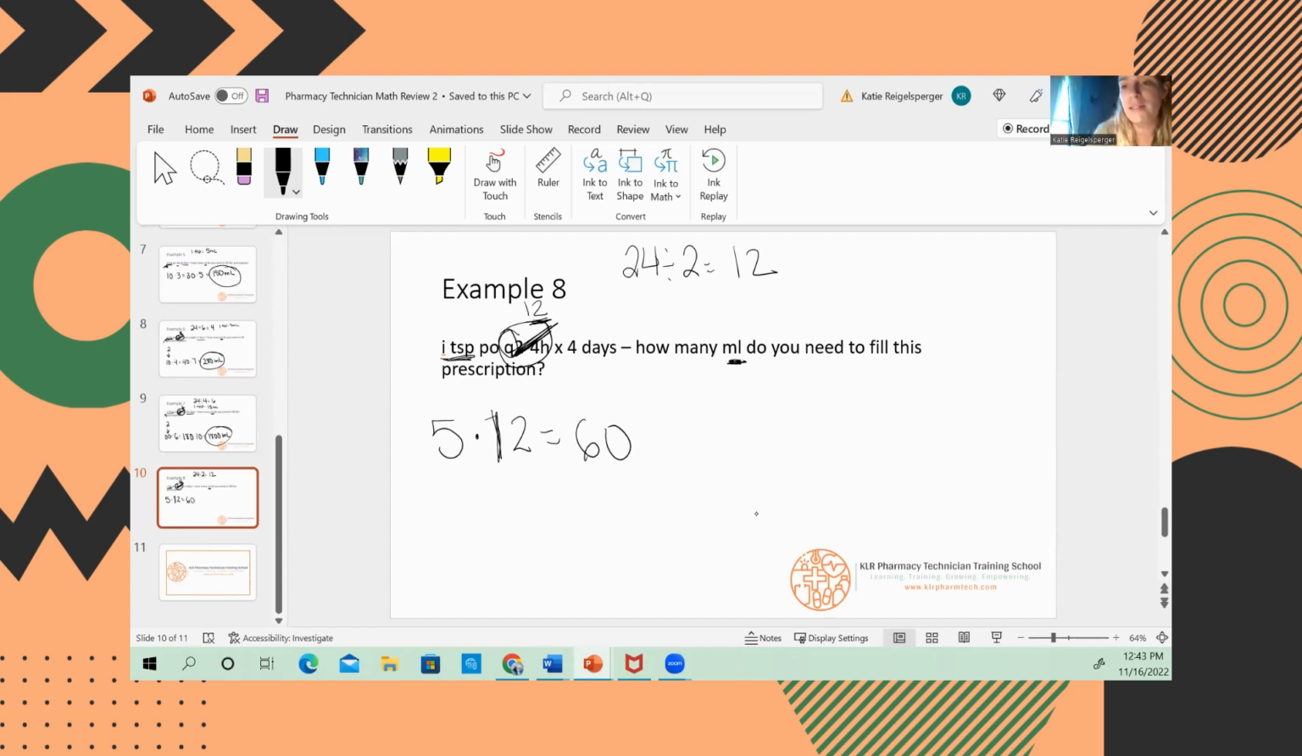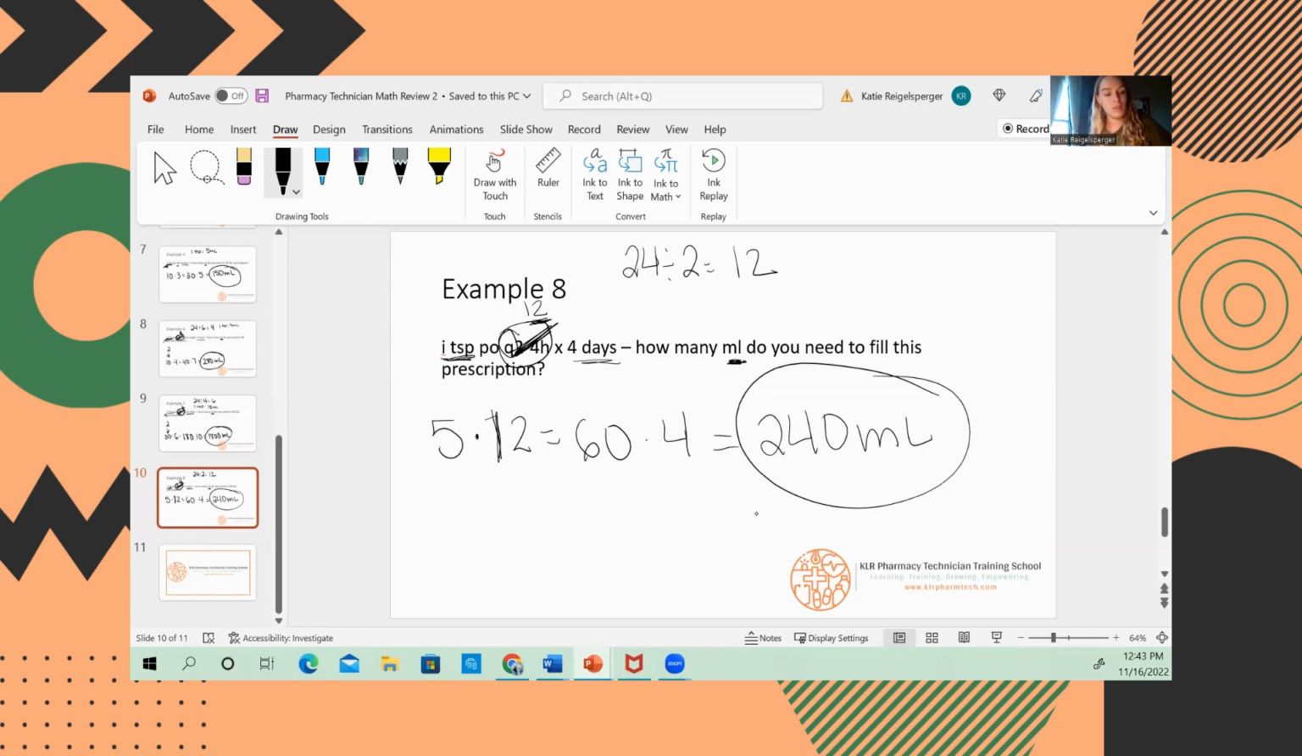How many days do we take 60 milliliters a day for? 60 times 4 equals 240. 240 milliliters to fill this prescription.